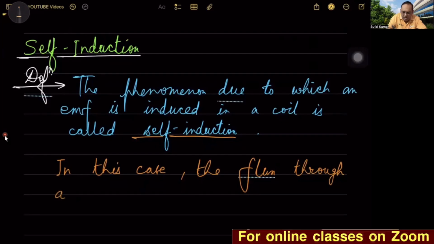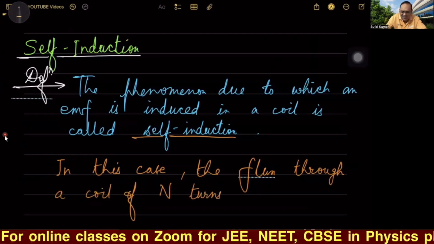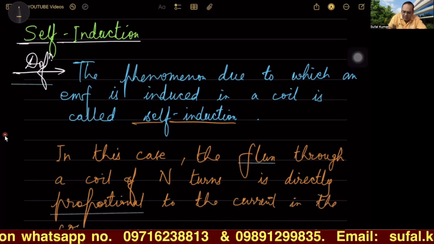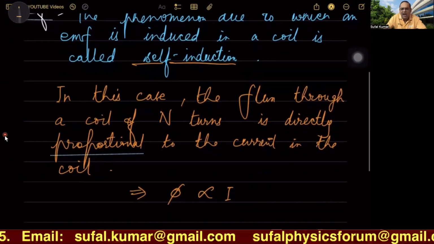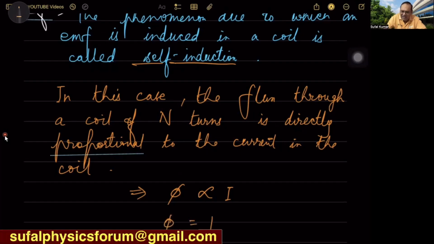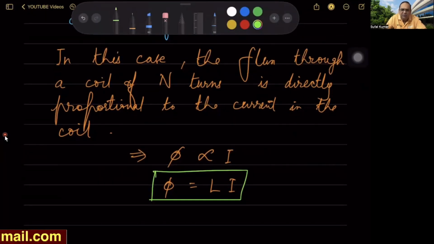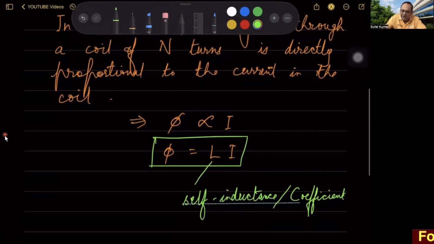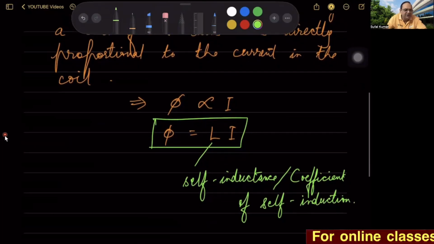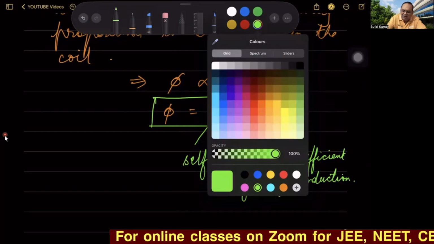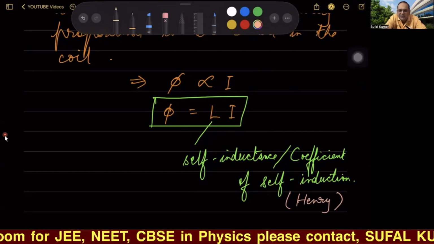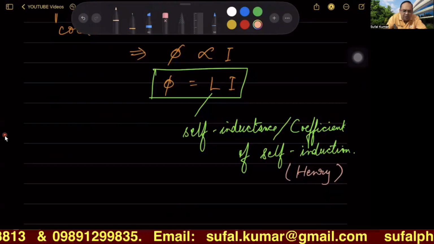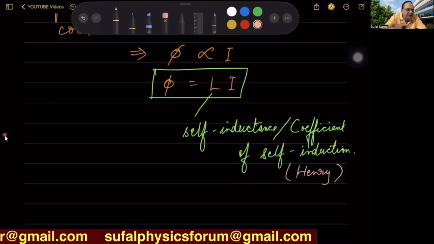The flux through a coil of N turns is directly proportional to the current in the coil. Phi is directly proportional to I, and the constant of proportionality would be L, where L is a proportionality constant known as self-inductance, or coefficient of self-induction, measured in Henry. I must specify here, in all these discussions, the concerned device is an inductor coil, which is a small solenoid.